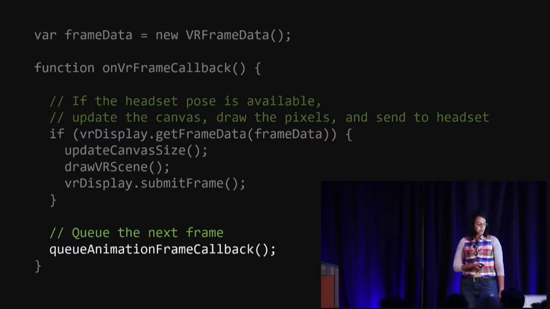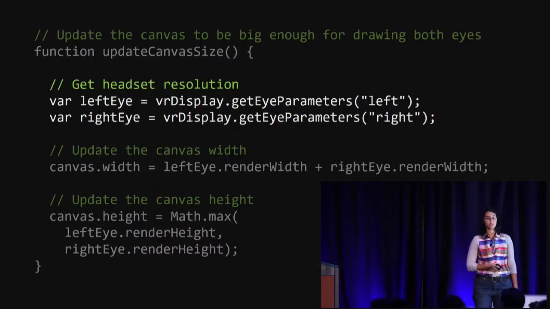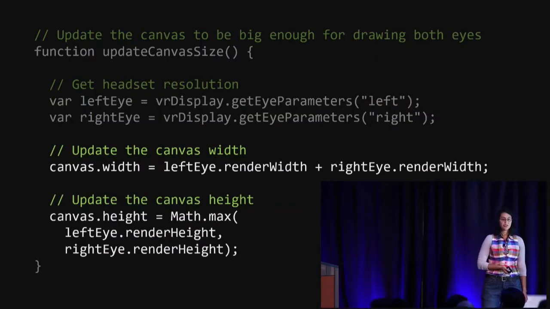Let's take a look at some of those functions in the middle. First, updating the canvas size. To do so, you'll call the getEyeParameters API, and this will give you the resolution of each eye. Then you'll want to set your canvas to actually be big enough. In this case, we're going to render the left eye to the left half of the canvas and the right eye to the right half of the canvas.